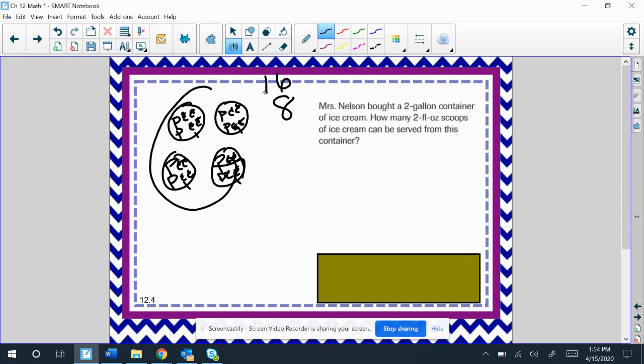I have 16 eighths. I'm going to multiply them instead of adding them all up because that's faster to multiply. 6 times 8 is 48. 8 times 1 is 8, plus 4, 8, 9, 10, 11, 12. There are 128 in 1 gallon.